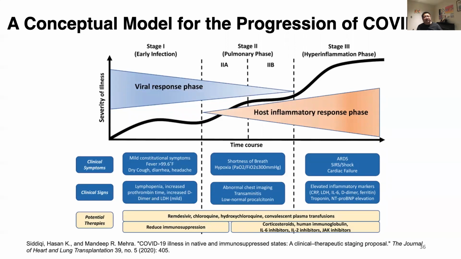So this is a conceptual model of how COVID-19 progresses over time. You have a viral response phase and a host inflammation response phase. And across the entire course, you may have different symptoms and also different biomarker values, and a different treatment may work at different stages.